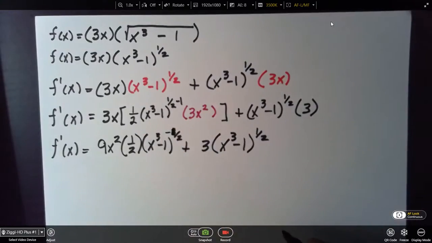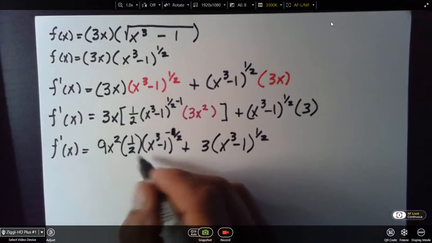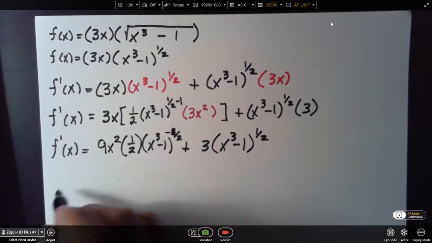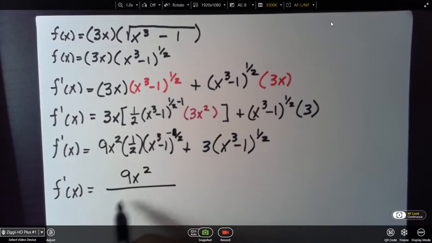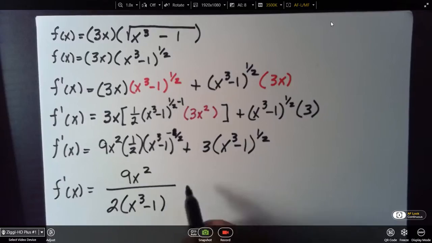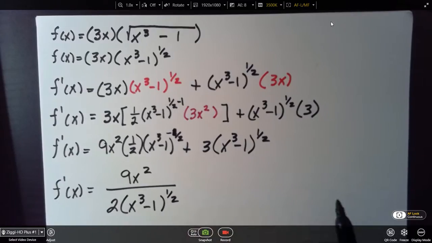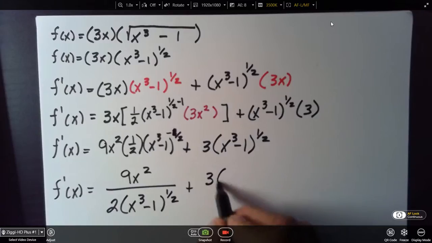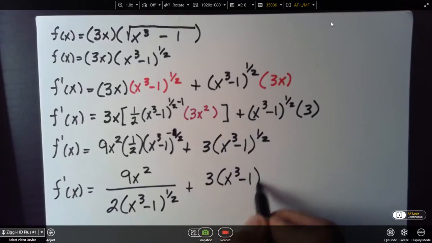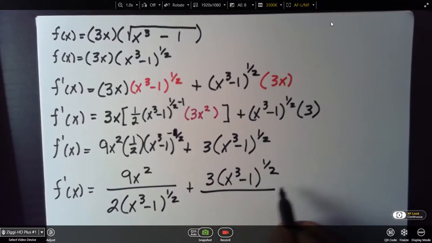Okay. Now, I'm going to bring these down. That 9x is going to go with that 1. So f prime of x is equal to 9x squared over 2 times (x cubed minus 1) to the negative 1/2 power, plus 3 times (x cubed minus 1) to the 1/2 power over 1.